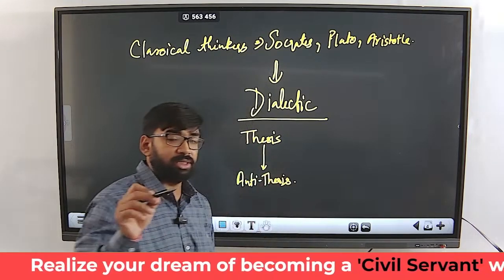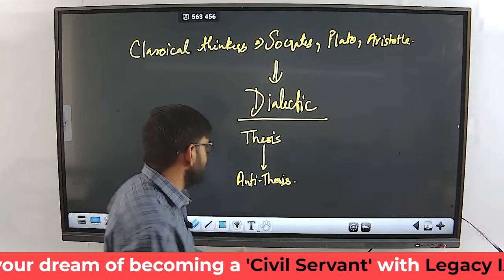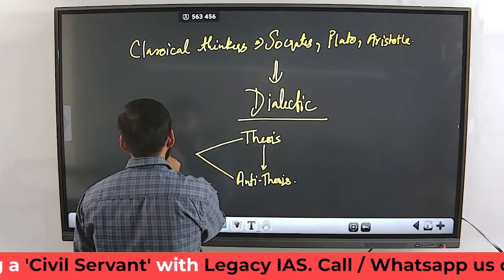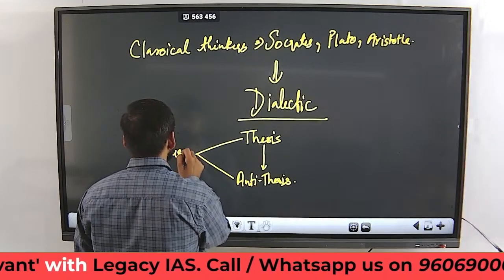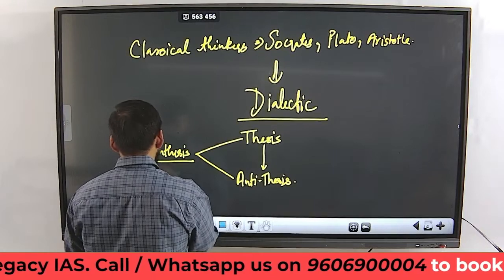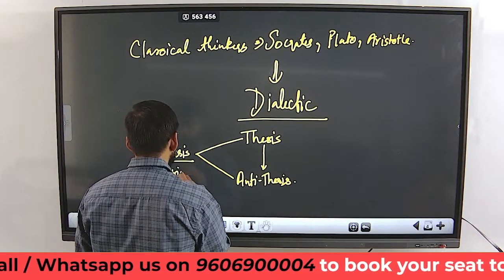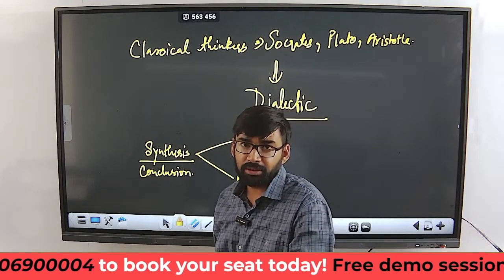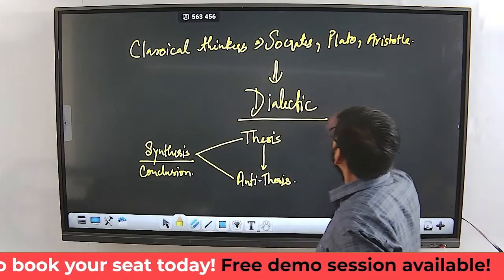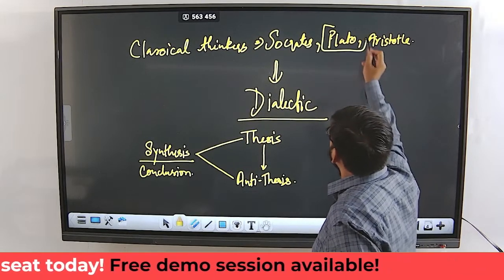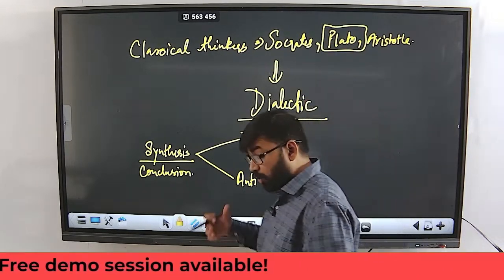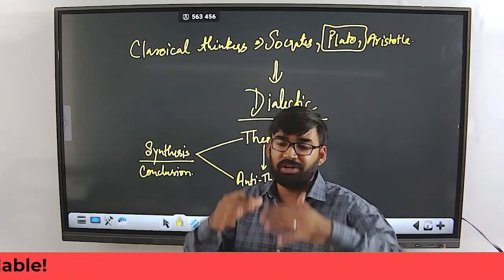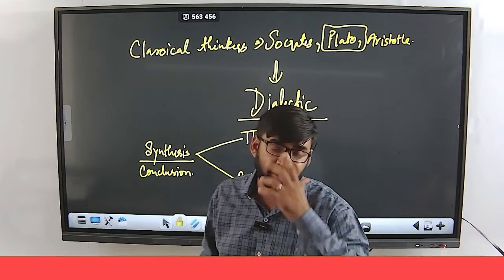And then the person came to the conclusion, which is called synthesis. That is the conclusion, the ultimate knowledge as per Socrates. Clear? Now, the disciple of Socrates was Plato. Now Socrates was given death. That means Socrates was given hemlock, which is full of poison.